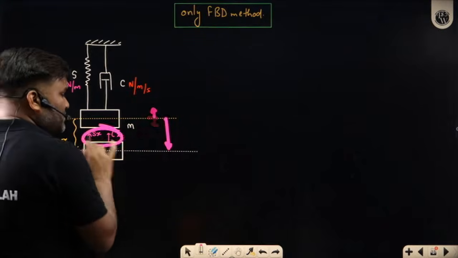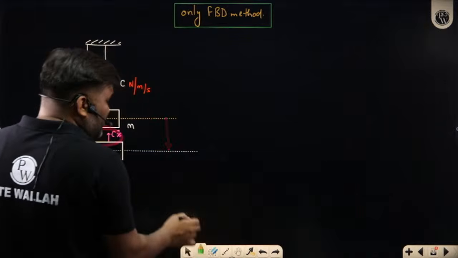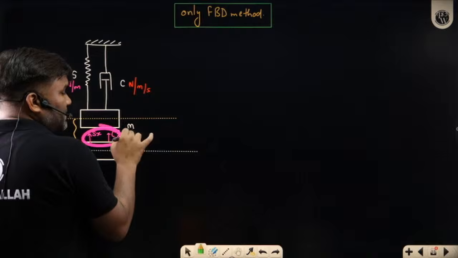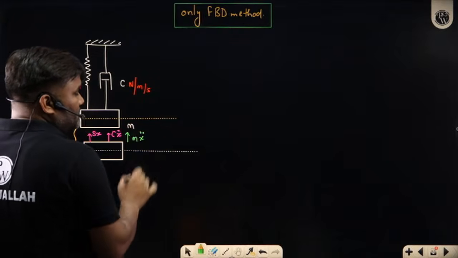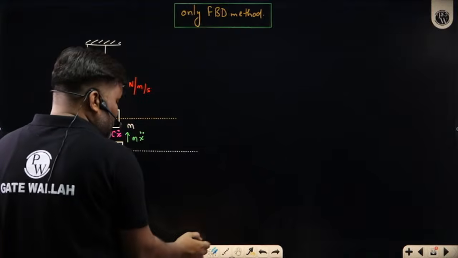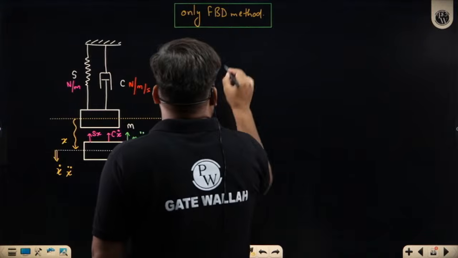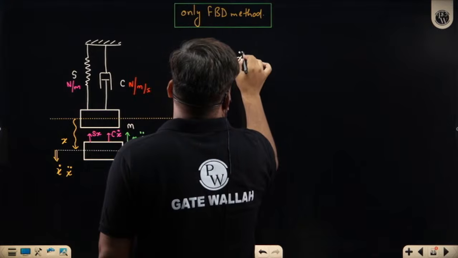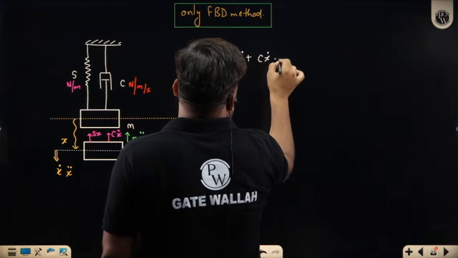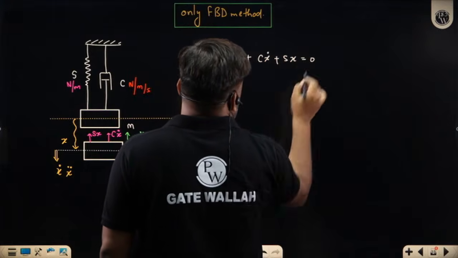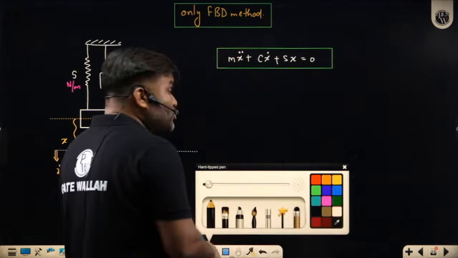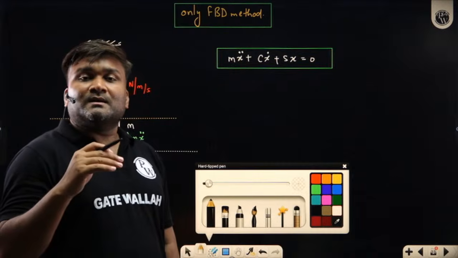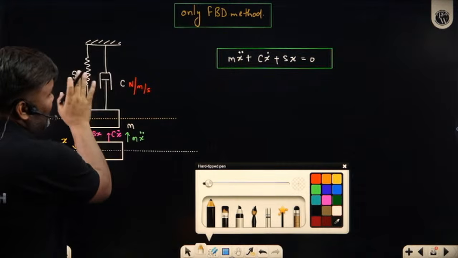Sir, all the forces we have written. Now ask Mr. D'Alembert. He will come with his inertia force opposite to the acceleration, m x double dot, and this entire summation becomes 0. m x double dot plus c x dot plus s x is equal to 0. That's your beautiful equation. This is your equation of motion of any system which is having damper, stiffness and mass.